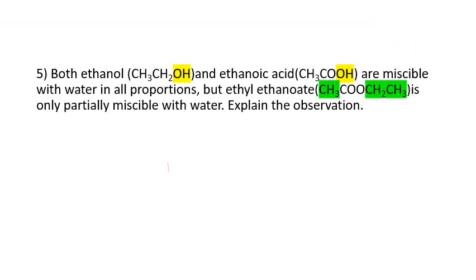Question number 5. Both ethanol and ethanoic acid are miscible. So here, miscible, another term is soluble in water, or actually it is from the word mix. Okay, able to mix with water means that they are soluble in water. But ethyl ethanoate is only partially miscible. Okay, partially. This one is in all proportions. Okay, so explain the observation.